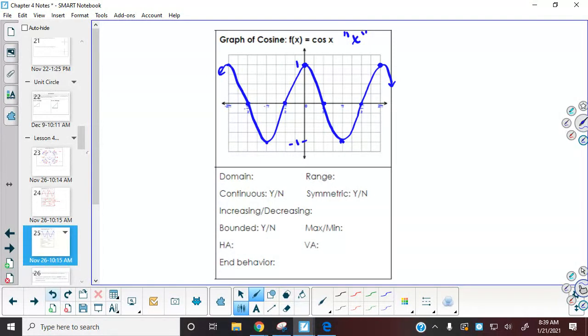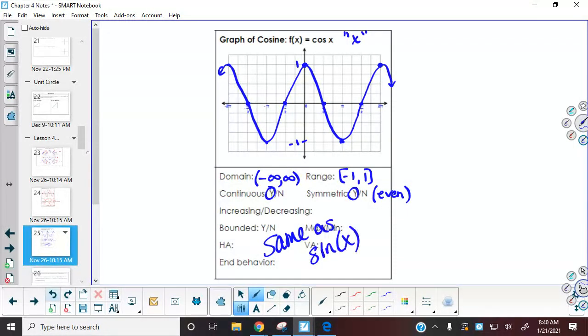So again, your domain is going to be -infinity to +infinity. Your range is going to be the same. It's -1 to +1. It is continuous. It is symmetric, except for in this case, you can fold it around the y-axis, which means that it's going to be even. And then all the rest of this is the same as sine. So it's exactly the same in terms of if it's bounded, if there's max and mins, if there's horizontal asymptotes, all of that is exactly the same.